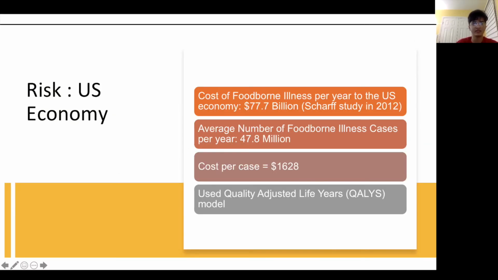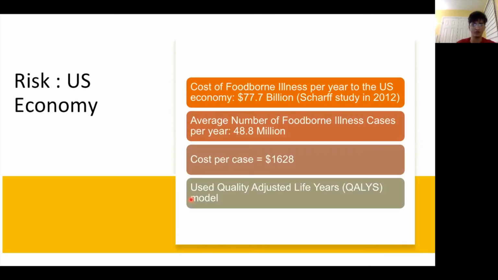Now we'll discuss in greater depth the specific risks associated with each subgroup. And we'll first talk about the US economy. A study by Scharff estimated that the total cost of foodborne illnesses to US residents is $77.7 billion. Further, according to the most recent accounts by the CDC, there are 47.8 million cases of foodborne illnesses in the United States. Thus, dividing these quantities, we can see that it costs an average resident $1,628.